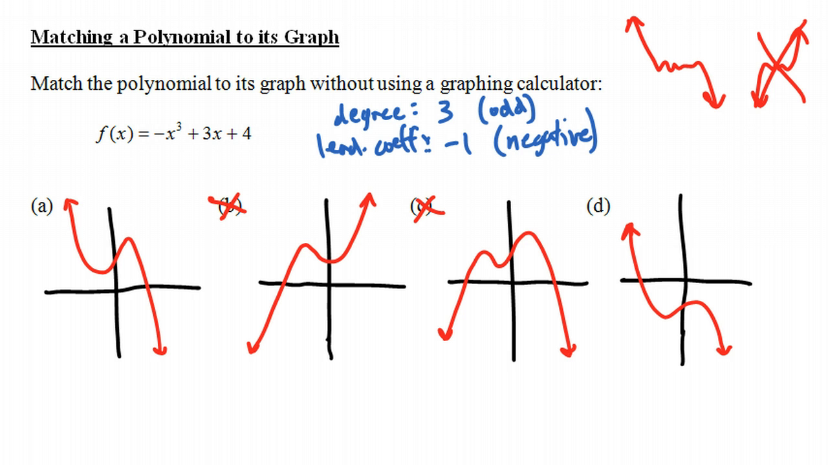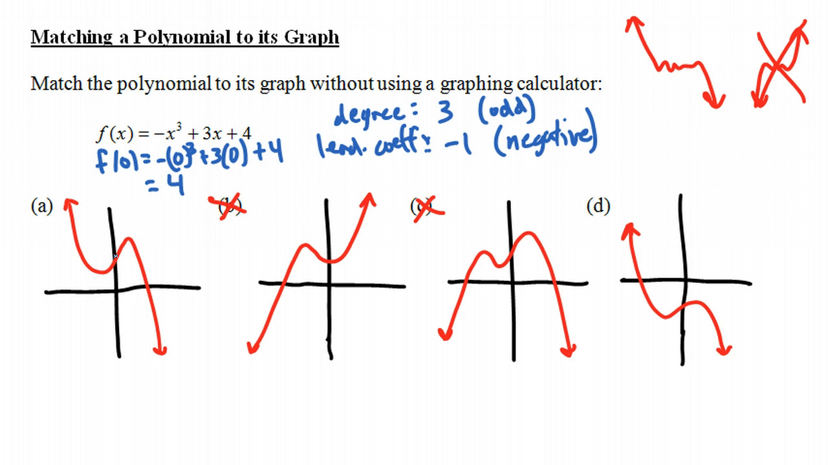Well, one thing we have left to check is the y-intercept. The y-intercept happens when x is 0. So notice f of 0, what is that? Well, if we plug in 0 everywhere we see an x, we'll have negative 0 cubed plus 3 times 0 plus 4. All of that simplifies to just 4, really this last number here. So f of 0 is 4. That means the point 0 comma 4 will be on the graph.